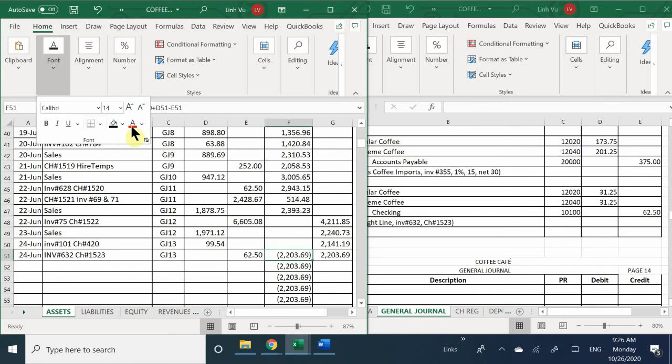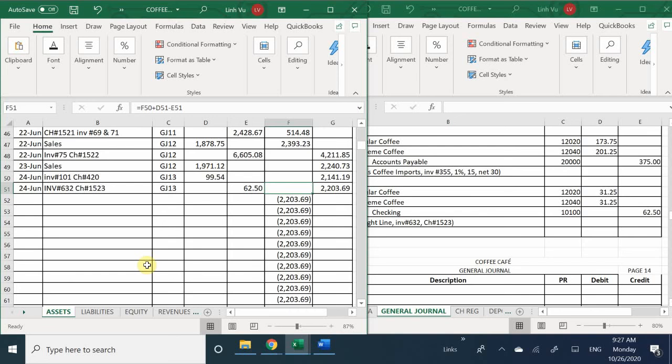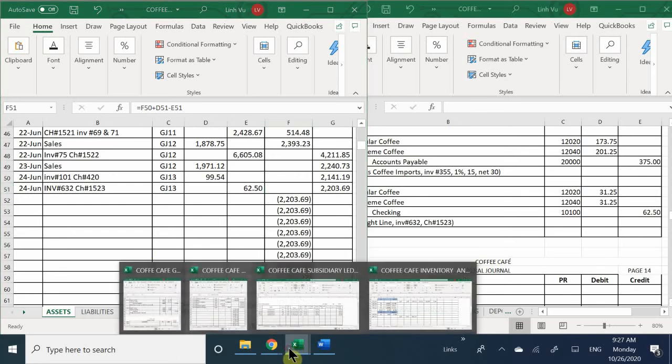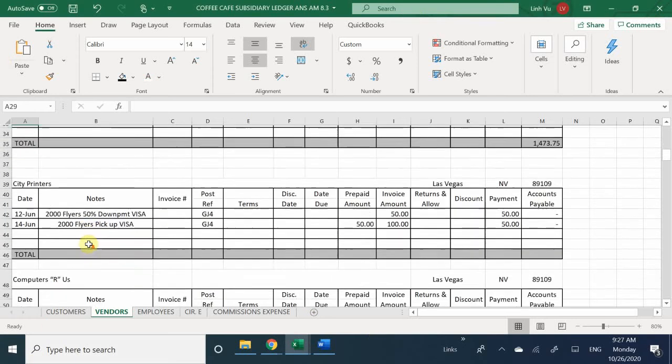So what I'm gonna do is I'm just gonna make this font white. All right, but my formula is still there. Okay. So what is next? Inventory. And also, before that, subsidiary ledger, we had to update freight line. Good, good, good.